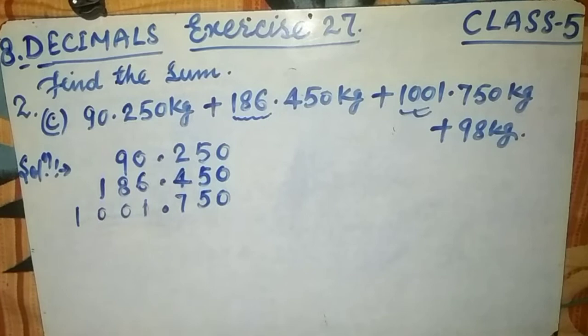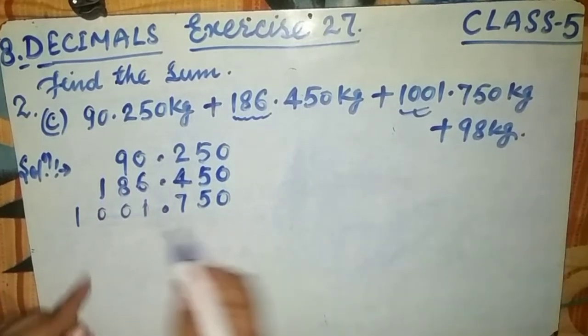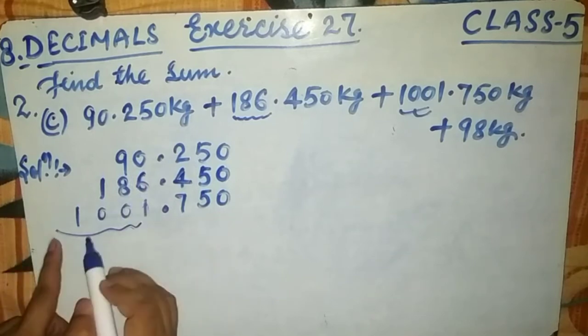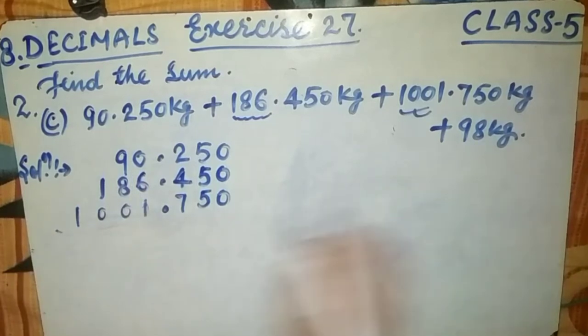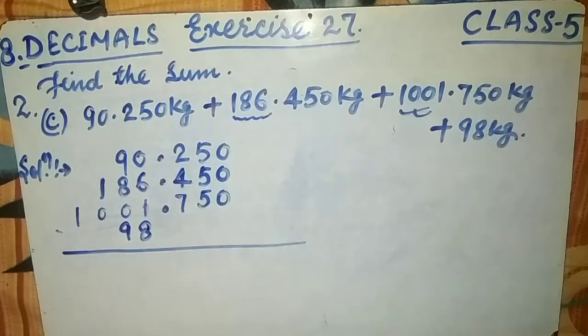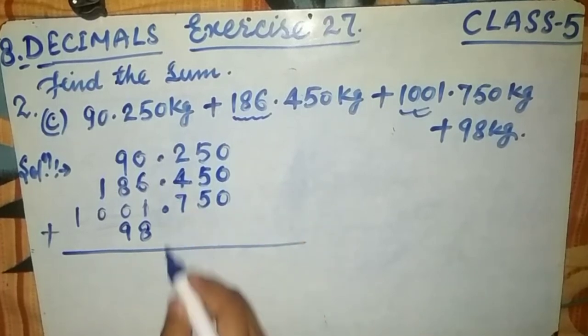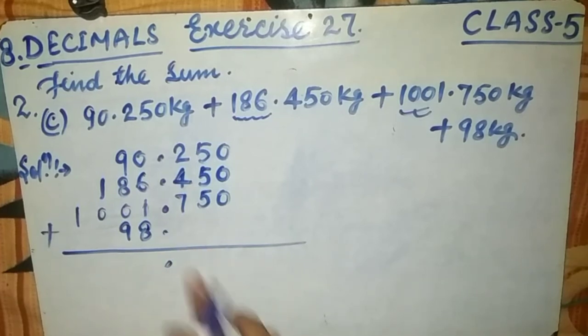Now 98 is purely a whole number, so these are the whole numbers or the integral parts. So this is ones and tens, ones is here and tens is here. Okay, now add. So these are all cases. Here the decimal, this is the decimals. We can place the decimal over here, it does not matter at all.